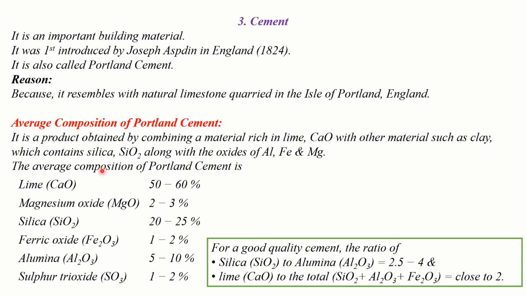The average composition of Portland cement is 50 to 60% of lime, 2 to 3% of magnesium oxide, 20 to 25% of silica, 1 to 2% of ferric oxide, 5 to 10% of alumina, and 1 to 10% of sulfur trioxide. For a good quality cement, the ratio of silica to alumina should be somewhere between 2.5 and 4, and the ratio of lime, that is calcium oxide, to the total oxides, that is silica, alumina and ferric oxide, should be close to 2.